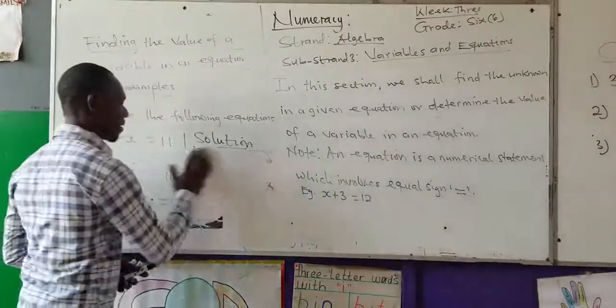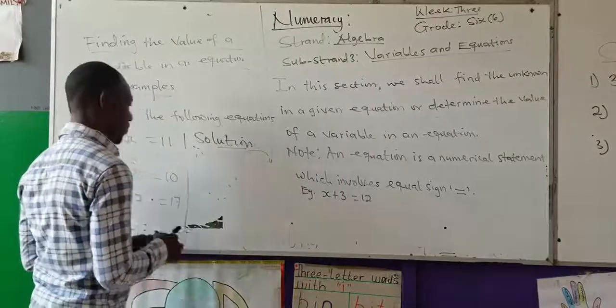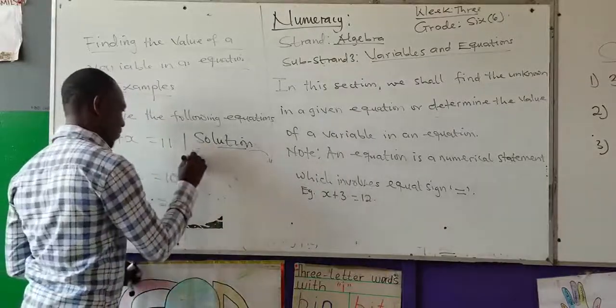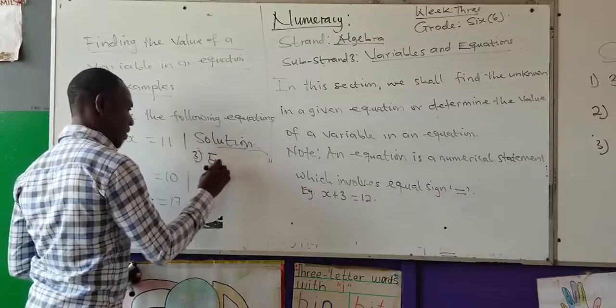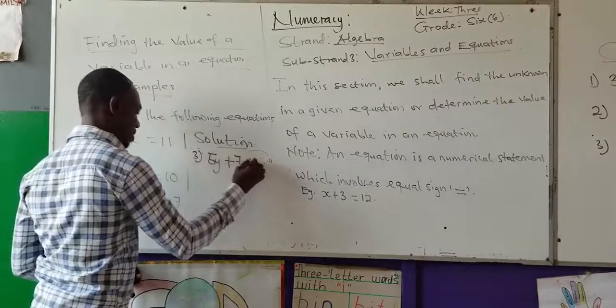So here number 3, we have 5y plus 7 is equal to 17.